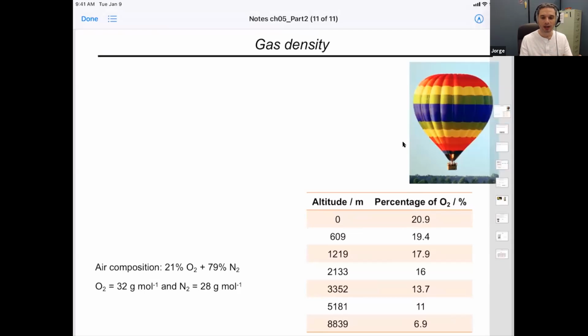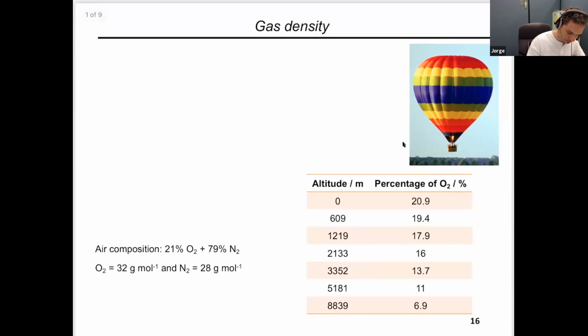Any gas has a specific density that is a characteristic of the compound, of the gas. It doesn't matter the mass of the gas that we have, the density has to be always the same for a given gas. So let me show you first how to calculate the gas density, and then I will correlate the gas density with some things that we can observe day to day.